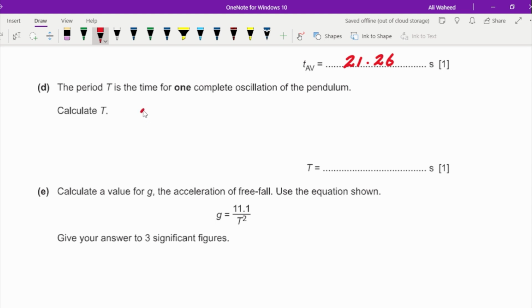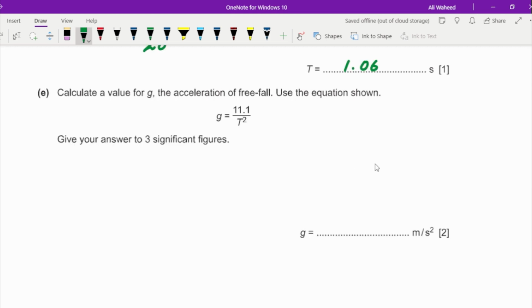So we have the average time for 20 oscillations, which is 21.26, and that is the time period of 20 oscillations. We can divide it by 20 like this, and we'll be getting the time for a single oscillation, and that would be the time period, capital T. Then the next one, that is of 2 marks.